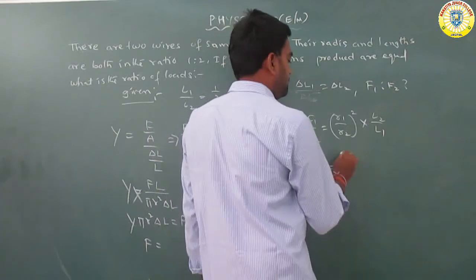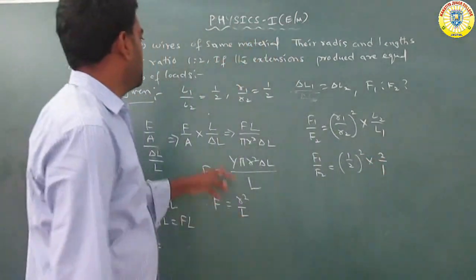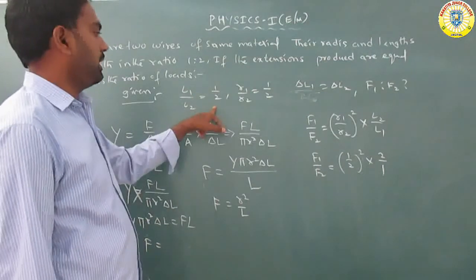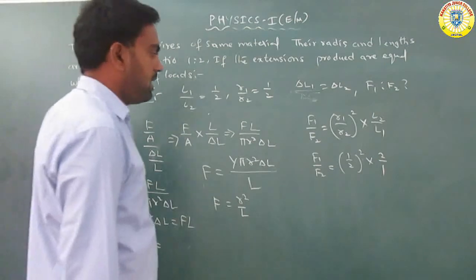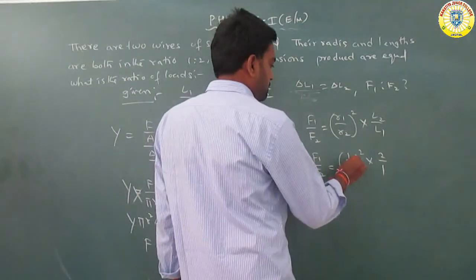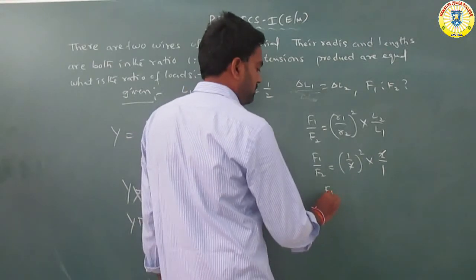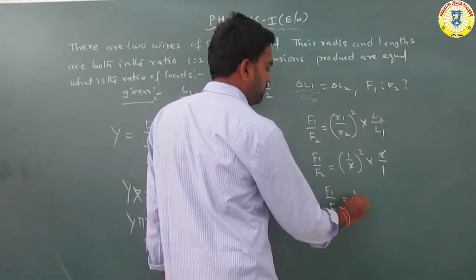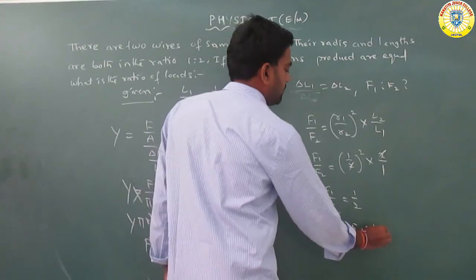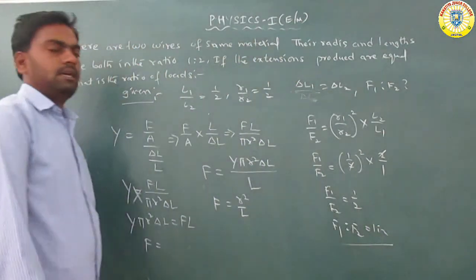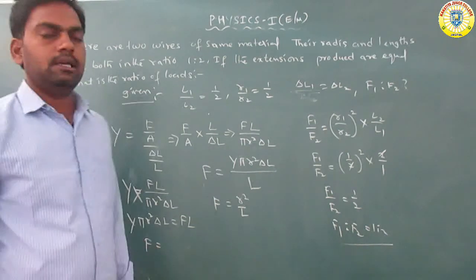Okay, got it. So F1 by F2 is equal to 1 by 2 whole squared into 2 by 1 is taken, because L1 by L2 is 1 by 2, so L2 by L1 is taken, that is 2 by 1. So here the 2s are cancelled, remaining 1 by 2. Okay, so F1 by F2 is equal to 1 by 2. So F1 is to F2 is 1 is to 2. This is the load applied on the wire, or force applied on the wire.